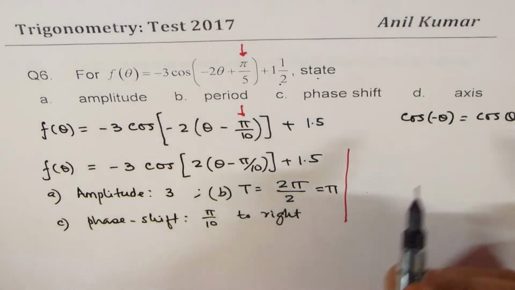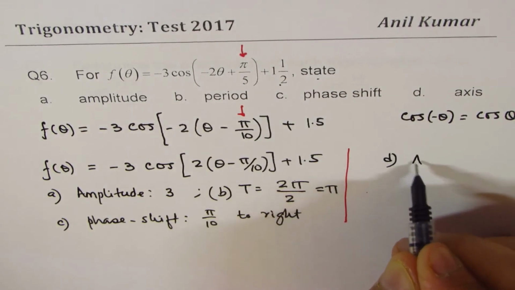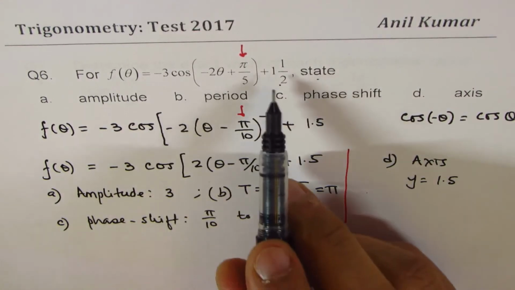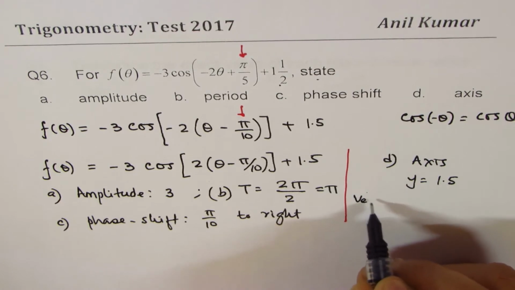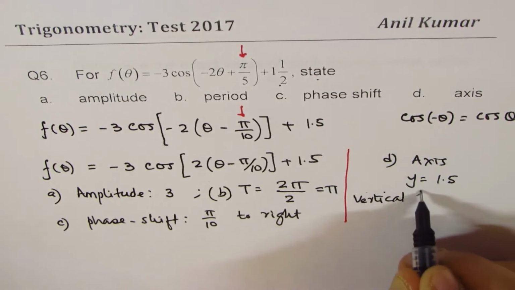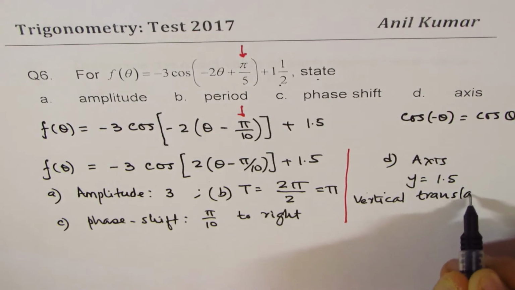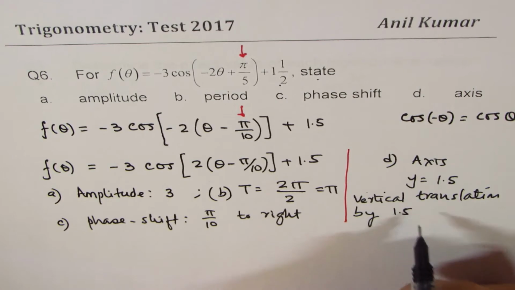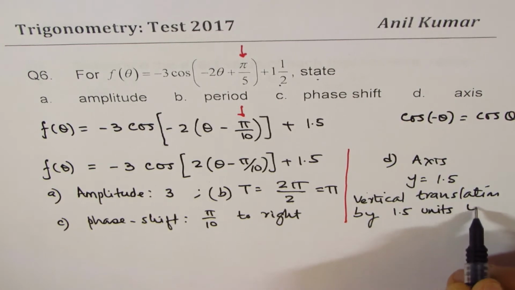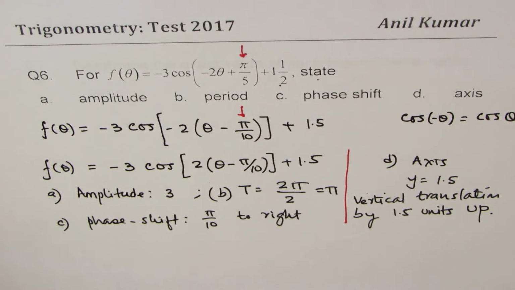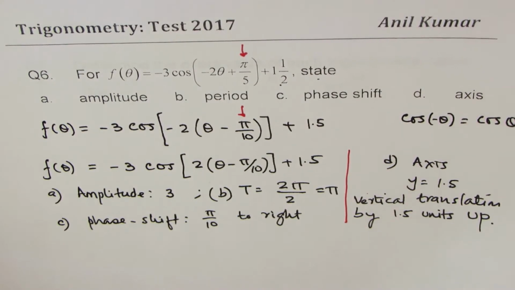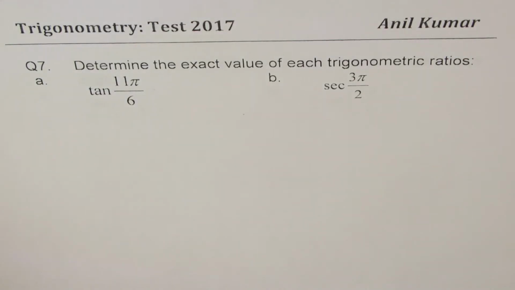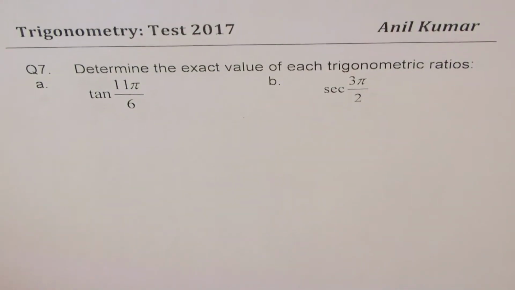Axis is this value 1.5. So let me write D. Axis is y equals to 1.5, right? Sometimes we also state here as vertical translation. So we can say vertical translation, when you describe transformations, by 1.5 units up, right? So that is how you could describe it. So I hope it is absolutely clear. So let's move on to the next question, which is question number 7.